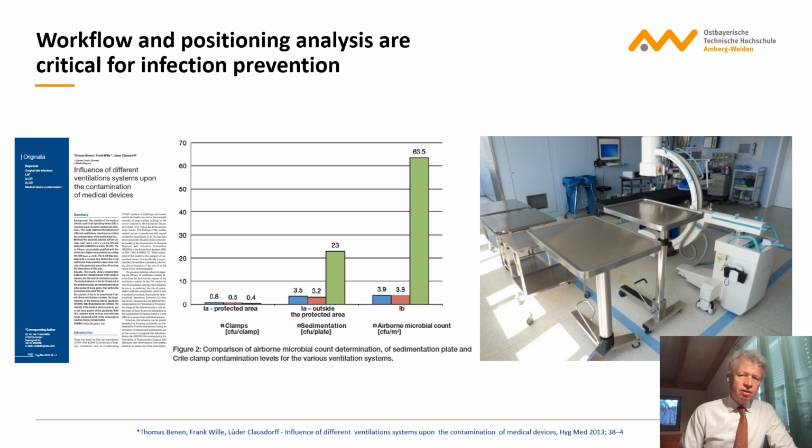Also, the positioning of the equipment in the room has an impact on potential contamination of surgical trays. With the protected area of laminar airflow systems usually being too small to cover all the equipment, there is a significant risk. This is even greater in rooms where there is no protected area and where the ventilation overall is not properly managed, as with turbulent mixing ventilation systems.